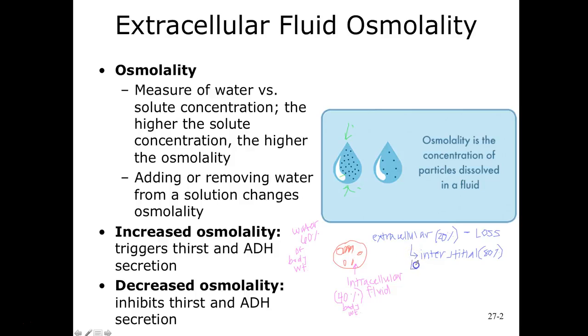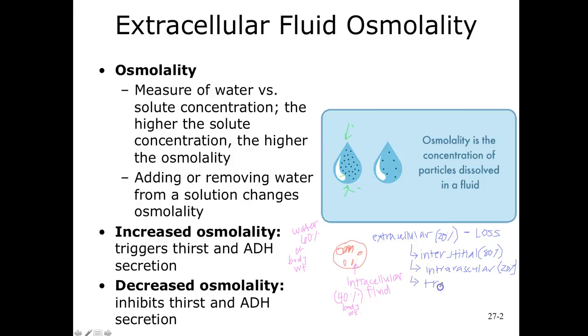The other thing that plays a big part in this is intravascular fluid. I apologize for this, I'm going to try and pause in a minute and fix it. That's going to make up about 20%. And we also have one more, but it's kind of a negligible amount.